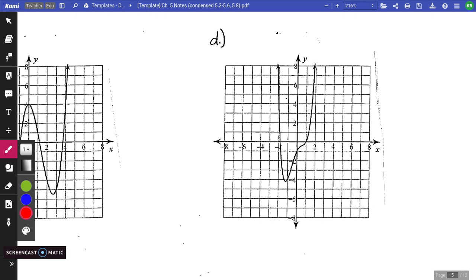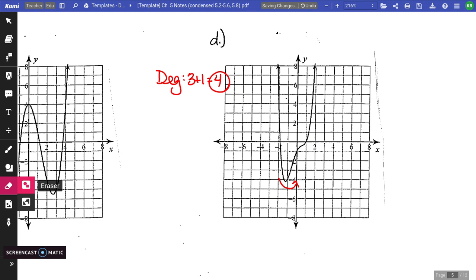So if you look at this, you'll notice that there's 1, 2, 3 turns. So when we talk about degree, we said number of turns plus 1, and I get 4. Okay, however, I don't think that all of these turns have a local maximum or local minimum value with them. Okay, now there's definitely a minimum right here. Okay, but, well, let's go ahead and name that. That's about a negative 1.2 and a negative 4.1.